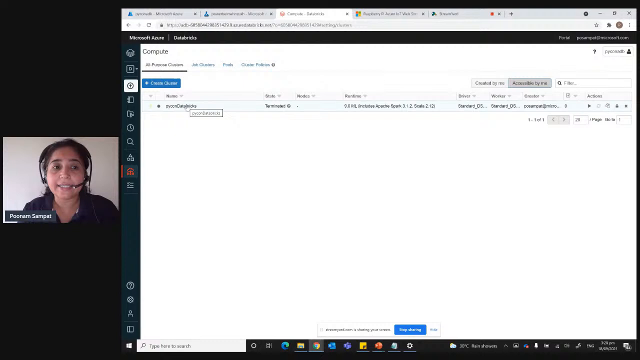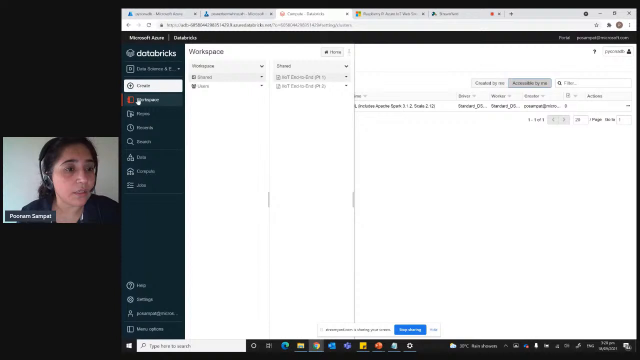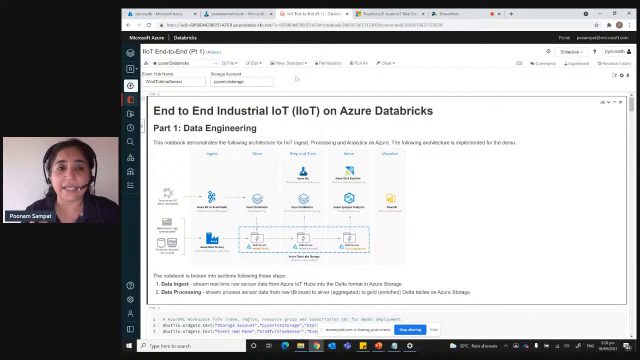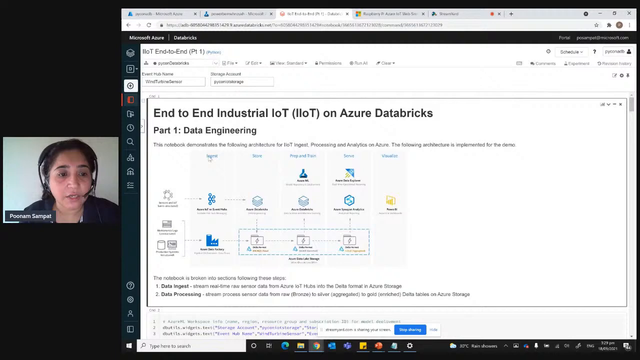So let's get back to the notebook. This is where Python comes in and plays an important role. This is nothing fancy. I'm going to be using PySpark commands and some PySQL, nothing apart from that. So to get started, this is the architecture. We finished the ingestion layer. We're coming to the storage layer.